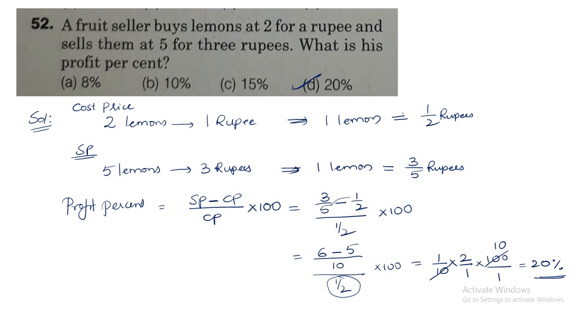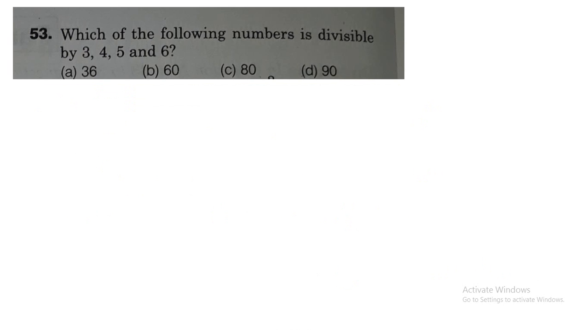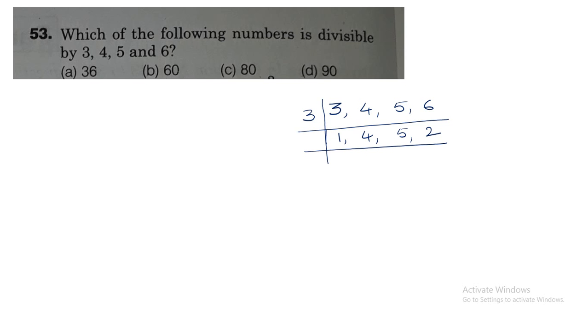Okay. Next, moving on to one more question. Which of the following numbers is divisible by 3, 4, 5 and 6? If any question is asked like this, first of all, take the LCM of those 4 numbers: 3, 4, 5, 6. So first 3 table, so 1 time. 4 is as it is, 5 is as it is. Next take 2. So 1, 2 times 5 and this is 1.